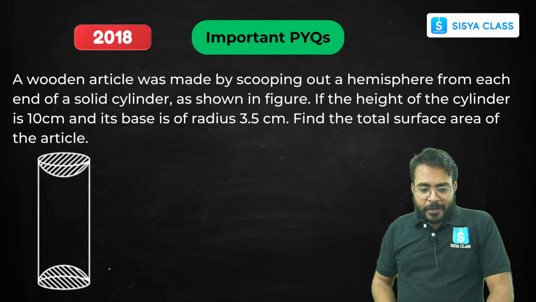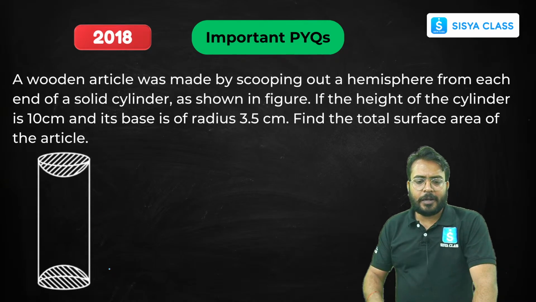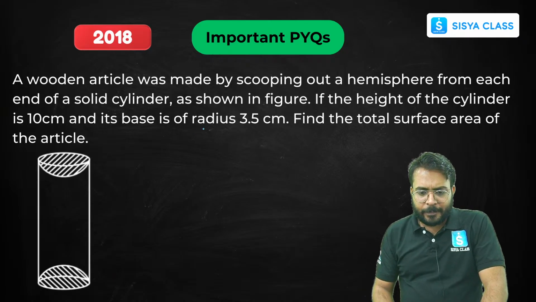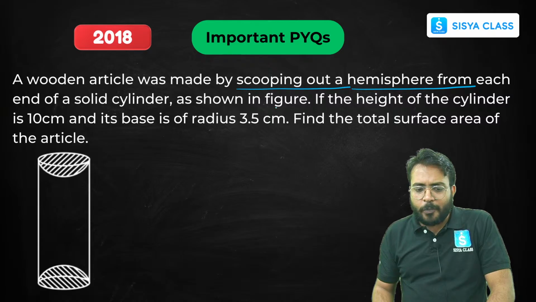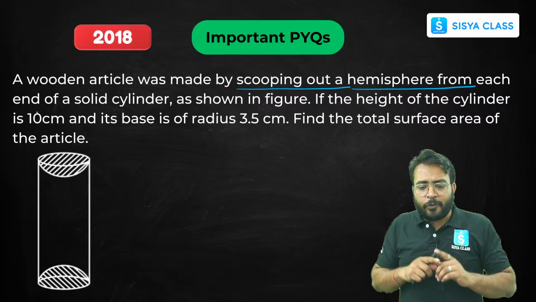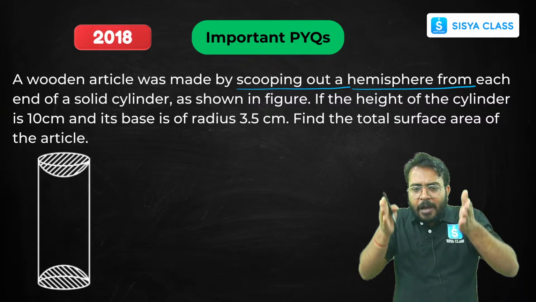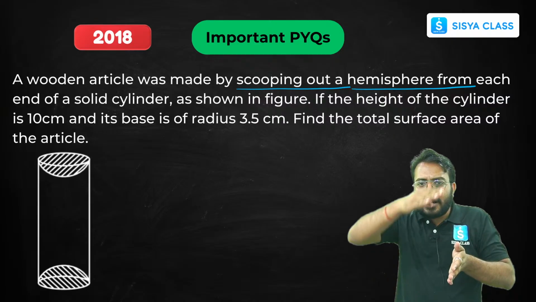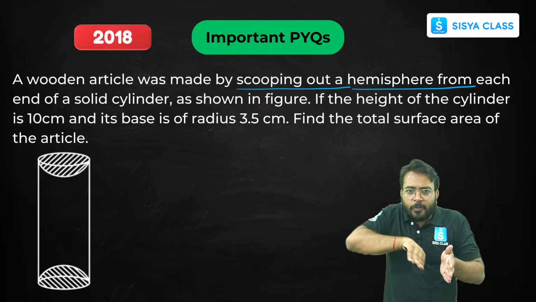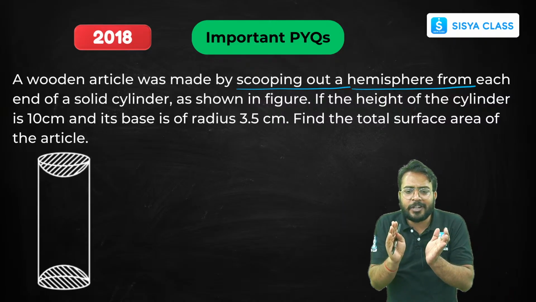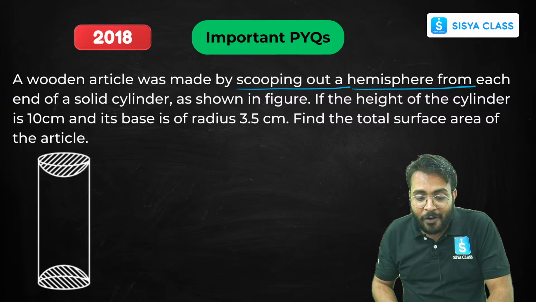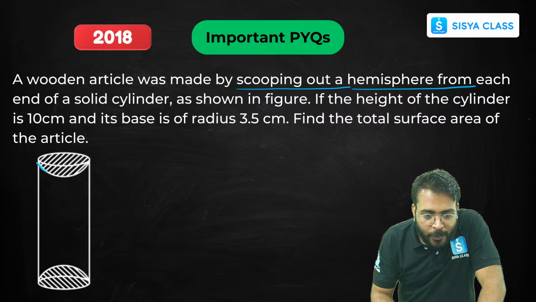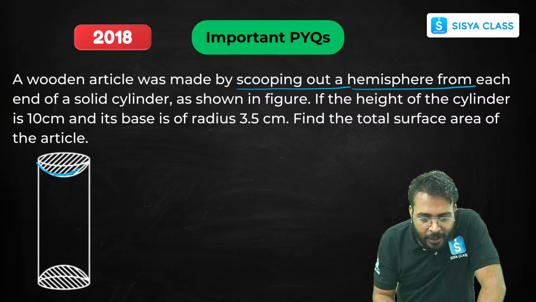Okay, one more interesting question, beta. This is also a very interesting question. A wooden article, all right? There is one wooden article. It was made by scooping out a hemisphere from each end of a solid cylinder. You have a solid cylinder, and from the top and from the bottom, some part has been scooped in the form of a hemisphere.